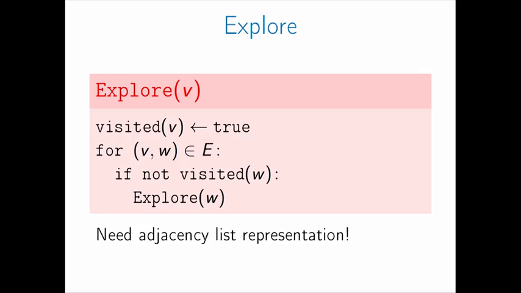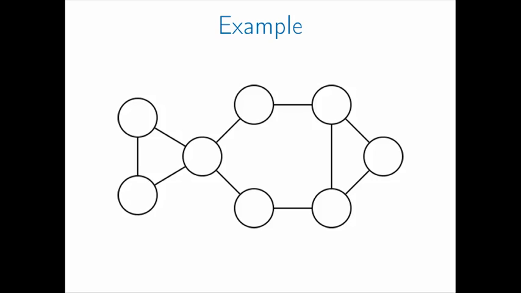That's because we have this for loop where we want to iterate over all of the neighbors of v in our graph. And for that, if you have an adjacency list, which gives you a list of all the neighbors of v, that's incredibly easy to do. If you don't have an adjacency list, on the other hand, this algorithm really isn't that efficient. Okay, fine. So let's look at an example.